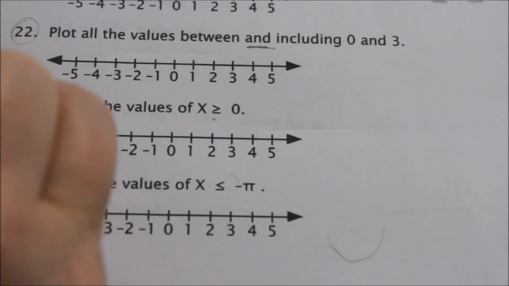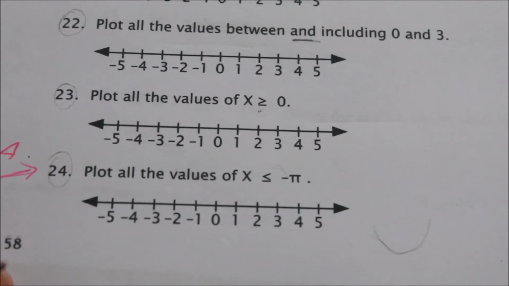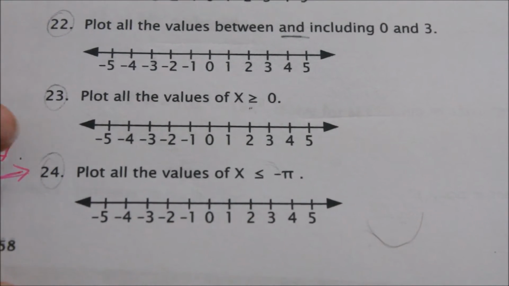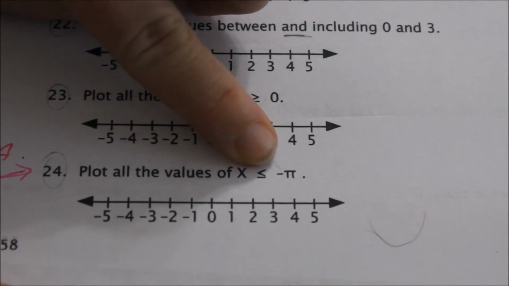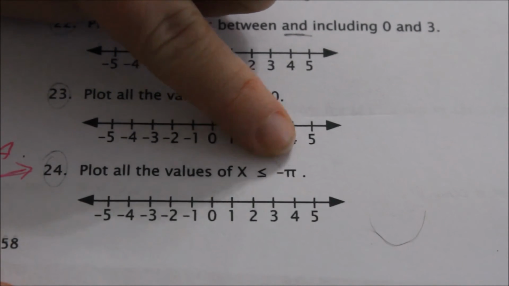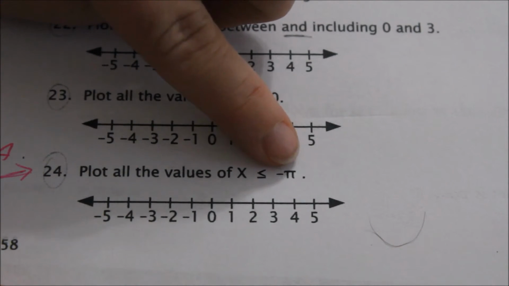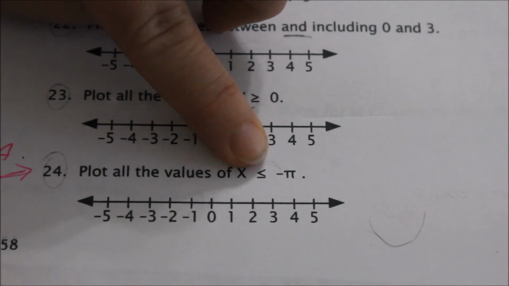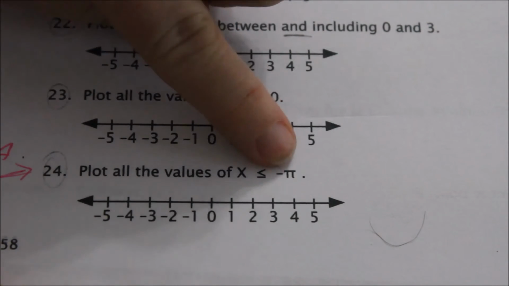We are on 5A, and we are looking at number 24. This says plot all values of x less than or equal to negative pi. First off, you have less than or equal to, so you need to know what kind of circle to use. Since we have equal to the value, we want to include this number, so we will use a closed circle. And you need to know to read this as less than or equal to negative pi.